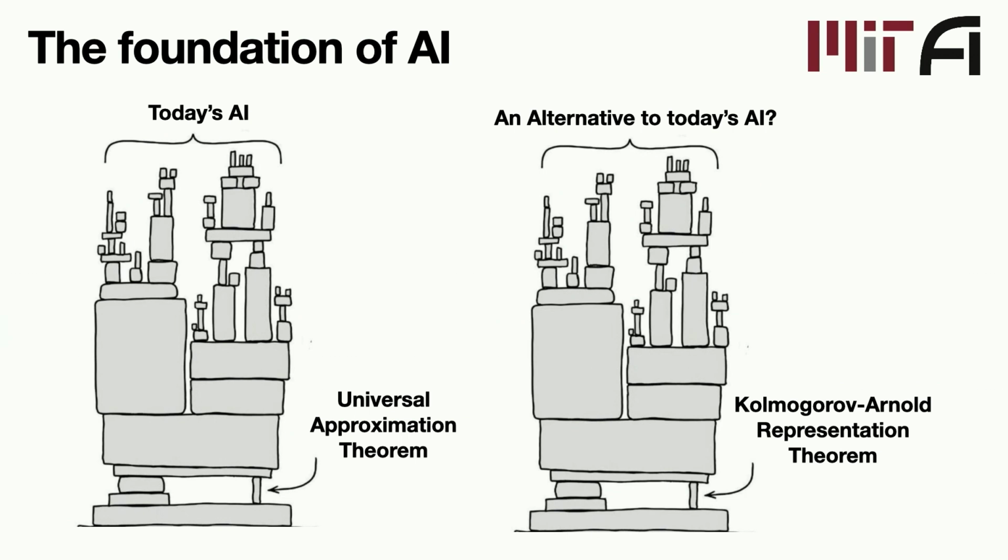So are there any alternatives? Are there any alternative math foundations? And correspondingly, we can build another AI skyscraper based on this new math foundation. And the answer is yes, we can. And that theorem is called the Kolmogorov-Arnold representation theorem. And we'll see how we can use this as a building block to build another AI world.